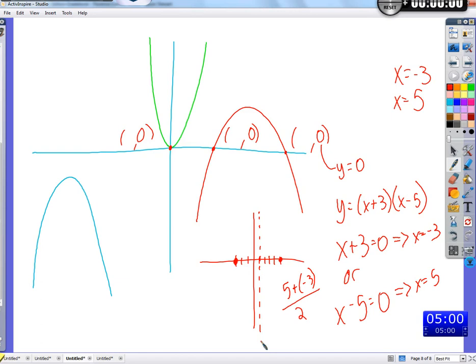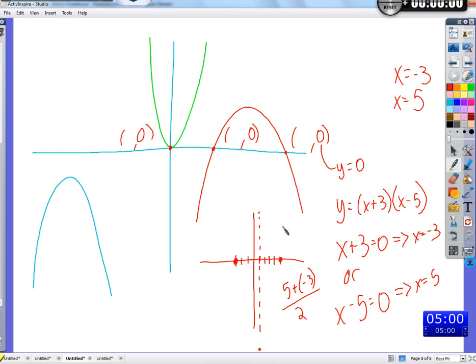So now we have x is 1. We can plug 1 into here. We have 4 times negative 4, negative 16. Negative 16 is where we'll find the vertex, way down here. And then we connect our points and we have a parabola again.